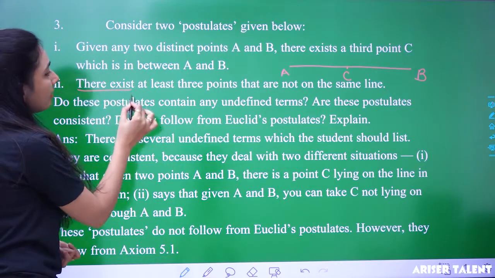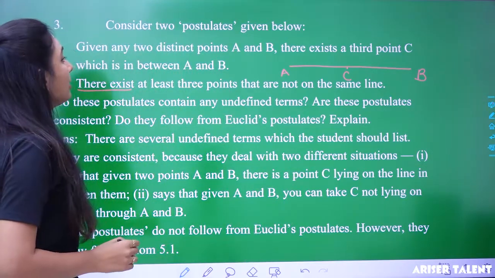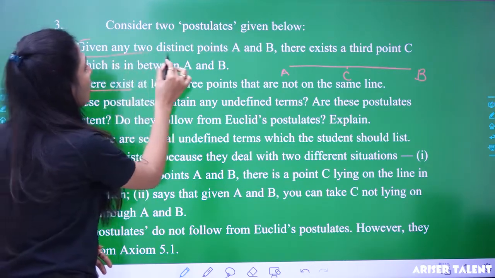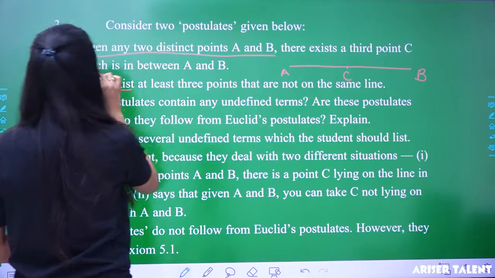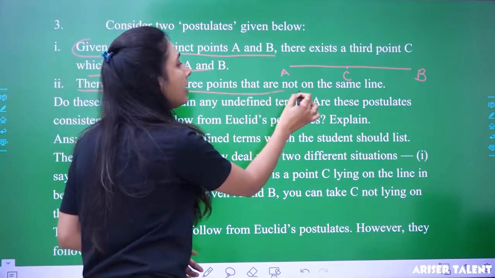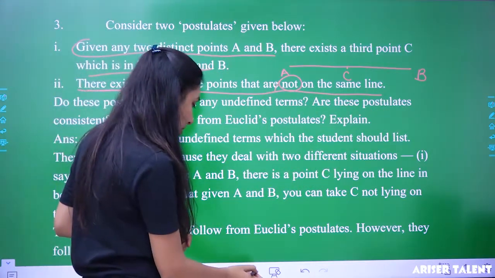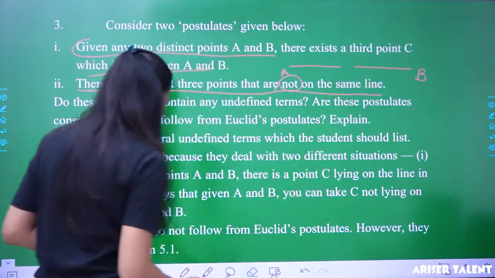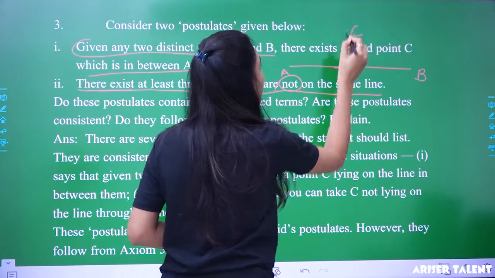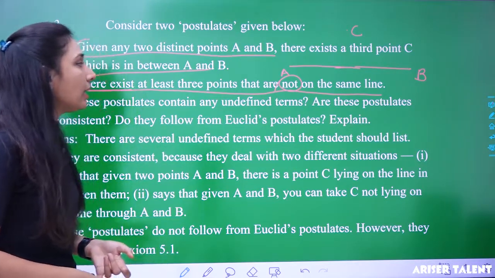Second, there exist at least 3 points that are not on the same line. So given any 2 distinct points A, B, there exists a third point C which is in between A and B. But the second thing, there exist at least 3 points that are not on the same line. So here the contradiction is that these 3 points are not on the same line. That means we have something like this here.